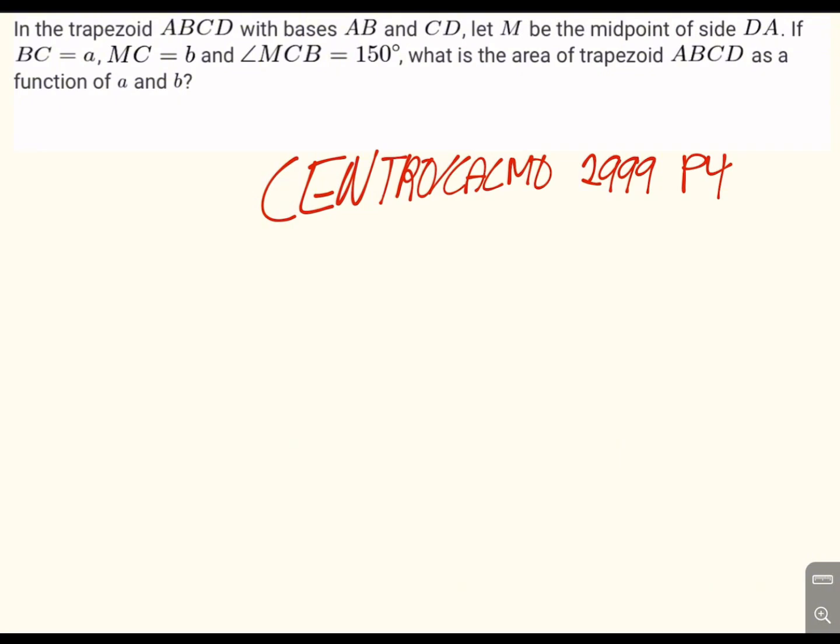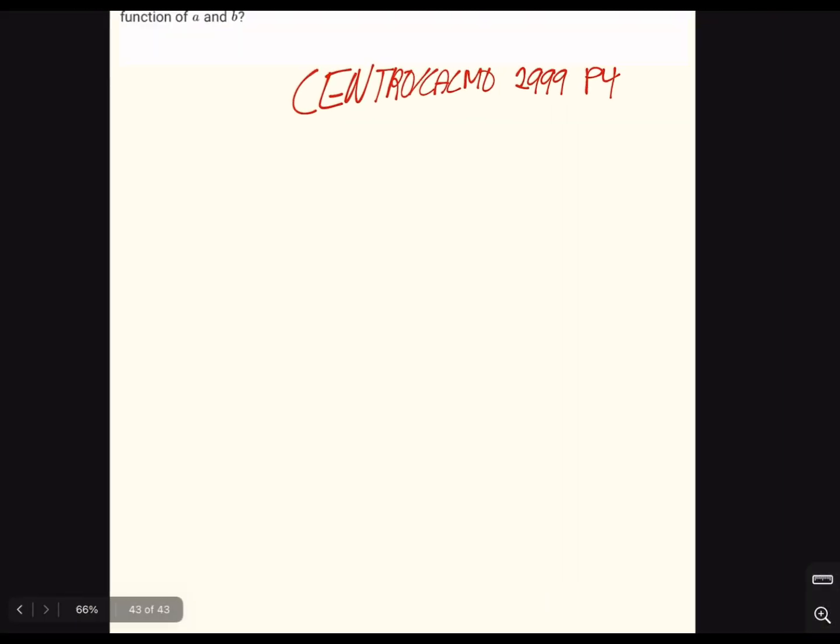It reads: in the trapezoid ABCD with bases AB and CD, M is the midpoint of side DA, and if BC is equal to A, MC is equal to B, and angle MCB is equal to 150 degrees, what is the area of trapezoid ABCD as a function of A and B? What it means by a function of A and B is basically to express it in terms of A and B. So let's break this down and draw it part by part.